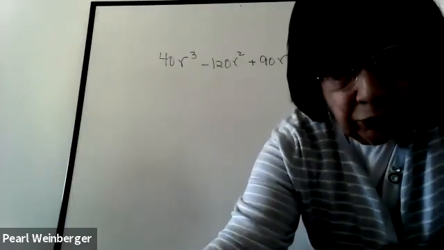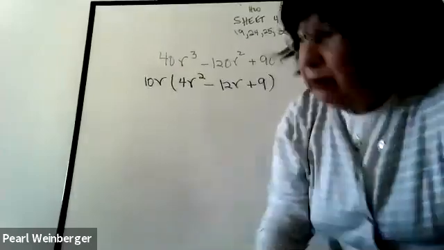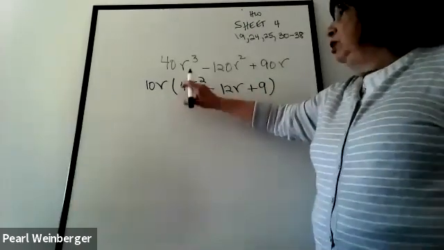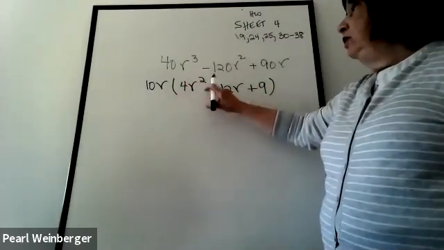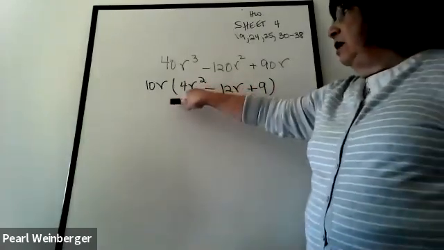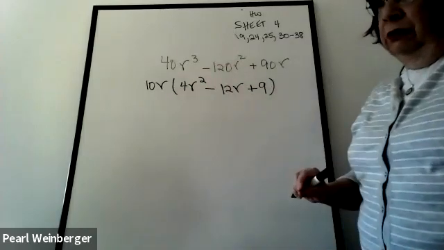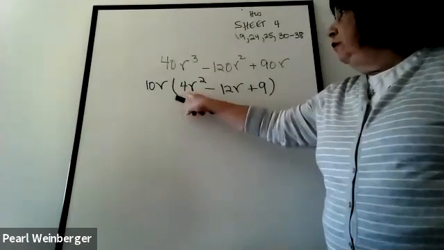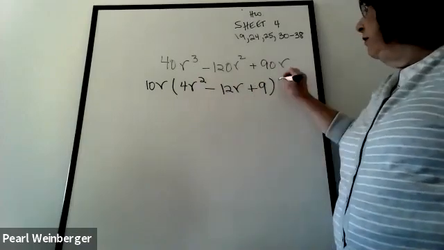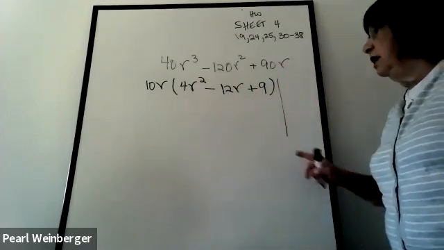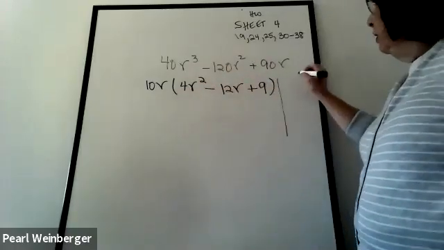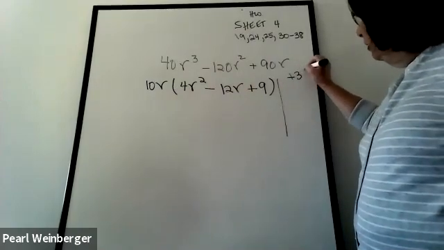I'm going to put this on pause for a minute again. So we factored out the common factor of 10r, but we were left with a trinomial of 4r squared minus 12r plus 9. And this is a trinomial that doesn't start with a 1, it has a leading coefficient of 4. So I'm going to try and factor this 4r squared minus 12r plus 9 further. Okay, let's do that over here on the side. In order to do that, I have to multiply the a, the 4, times the 9. That gives me a positive 36.